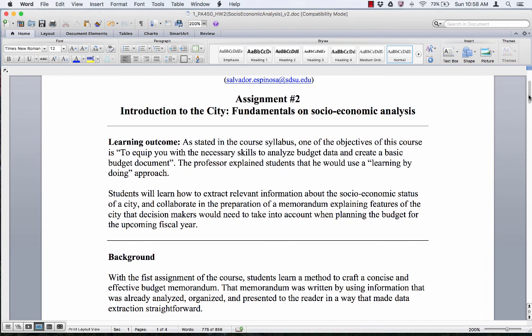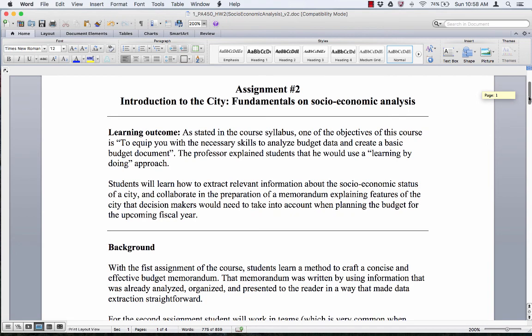What you are going to learn is how to extract relevant information about the socioeconomic status of a city and collaborate with your teammate in the preparation of a memorandum explaining the features of the city. And we are going to assume that your target audience are decision makers who want to know something in advance of the budget planning stage.